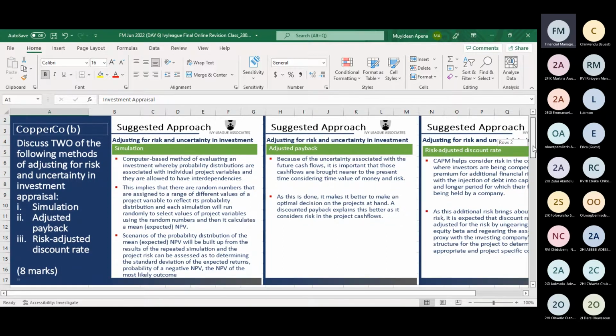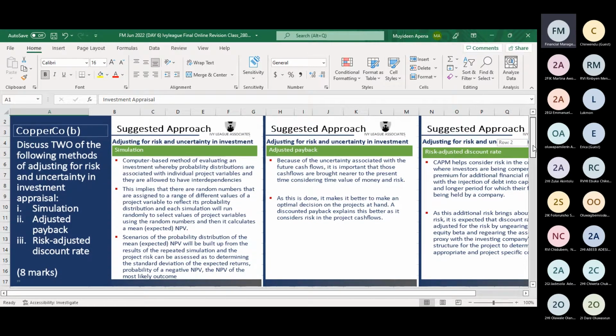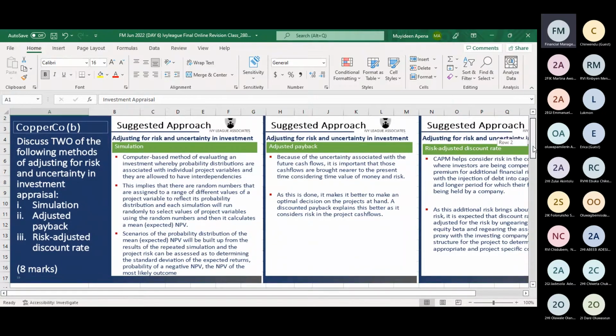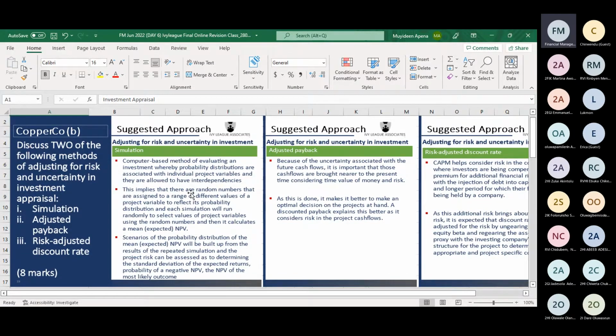Okay, so no problem. What this question is saying is that you discuss two of the following methods of adjusting for risk and uncertainty in investment appraisal. So the examiner has given three methods here. He says you should pick any two of these and then discuss. So the three have been discussed here, depending on which one you prefer to choose. But we have provided the explanation on the three. The first one is about simulation. What we have done now on the joint probability table, it's about simulation.